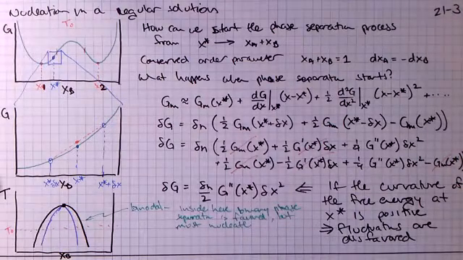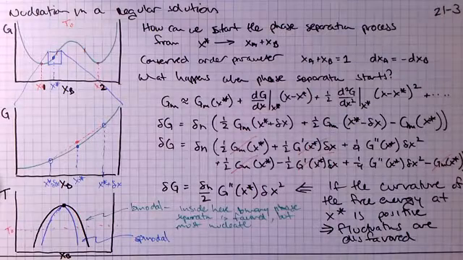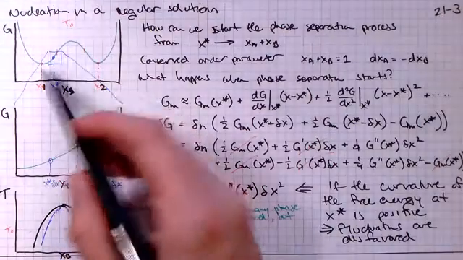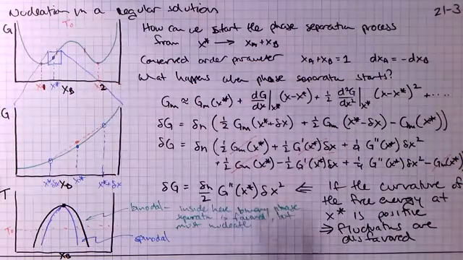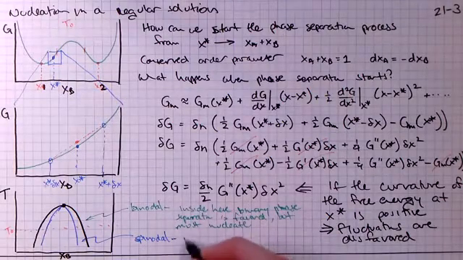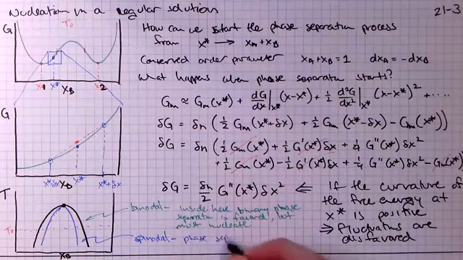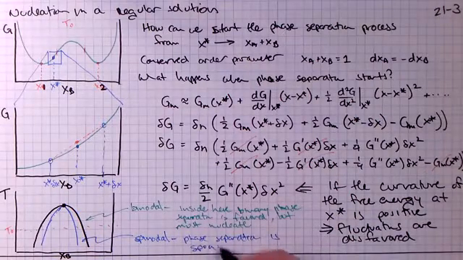And then there's the second line, which is called the spinodal. In that region, the curvature has changed from being positive to being negative. So the change of free energy for a fluctuation is negative. That is, any fluctuation can lower the free energy. And so the phase separation is spontaneous.